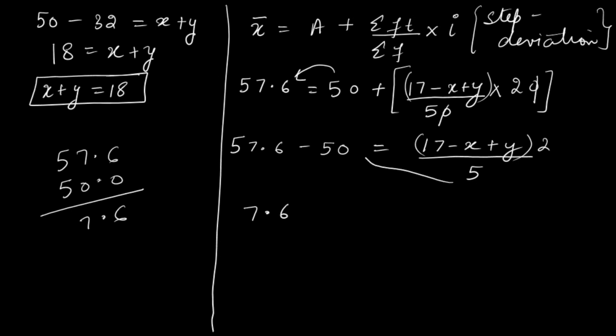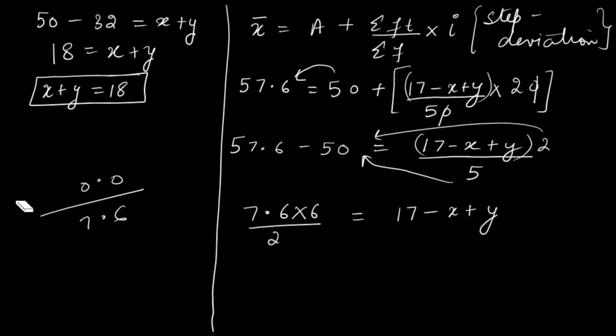Now, this 5, if I shift to the other side, it will get multiplied. And this 2 also, if I shift to the other side, it gets multiplied. So here I'll get 7.6 equal to 17 minus x plus y. I have done the shifting very carefully; you have to do shifting carefully. So what is 7.6? If you want, you can remove the decimal and write 76 by 10.